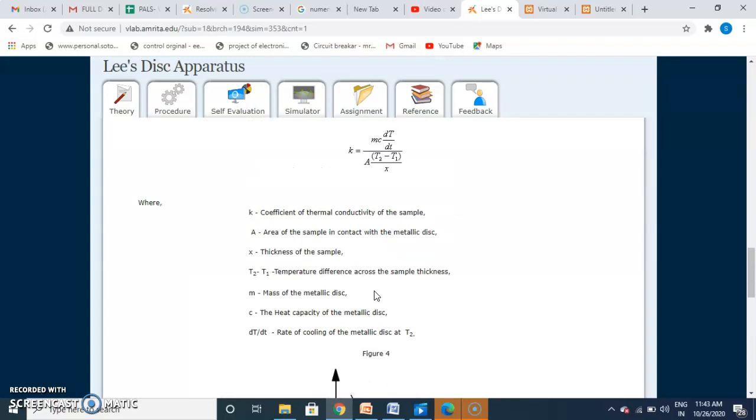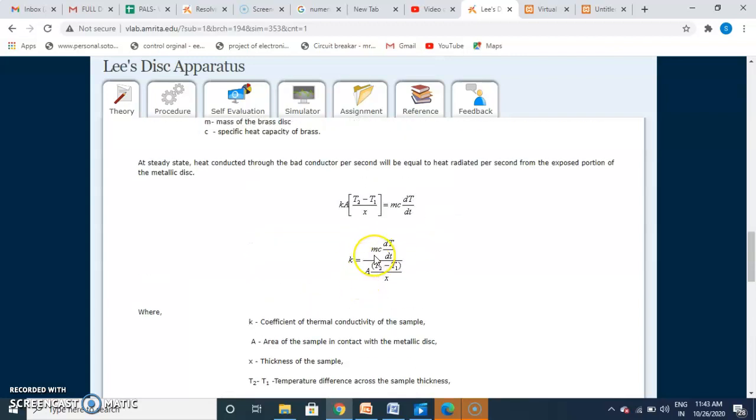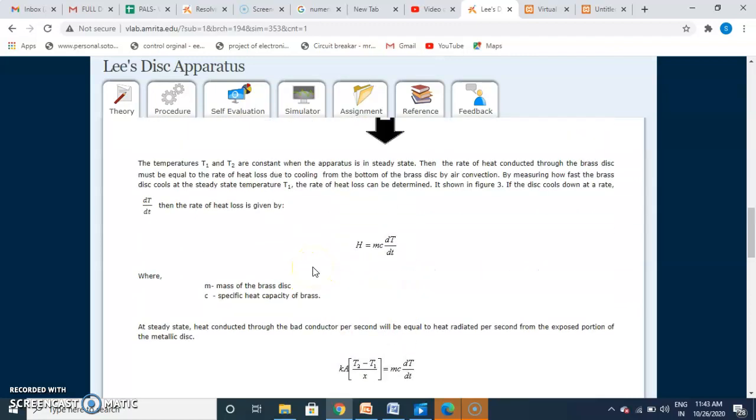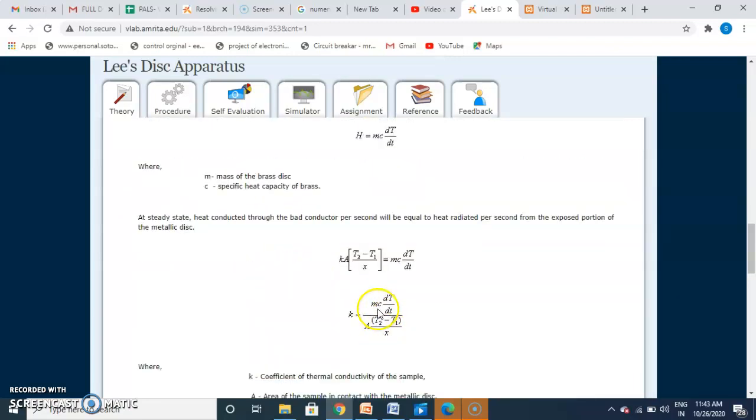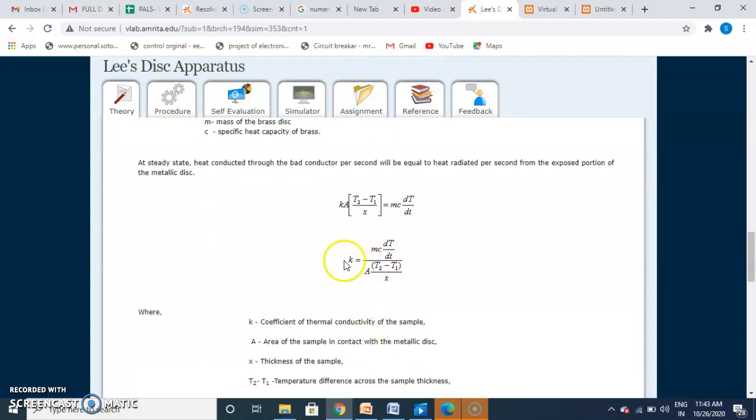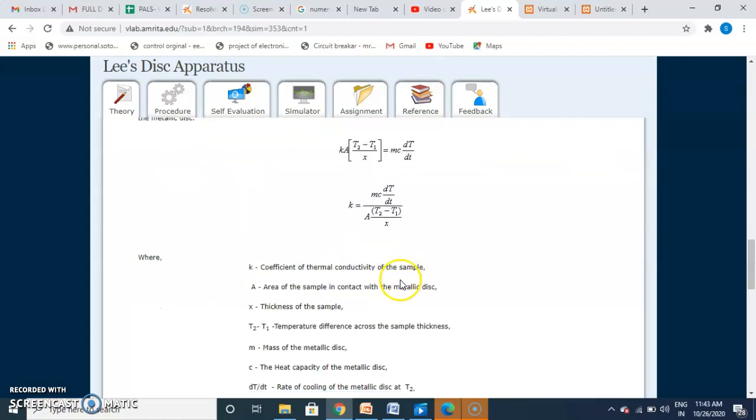And this one is the formula. Thermal conductivity is equal to m c dθ/dt divided by πr² (T2 minus T1) divided by x, where dθ/dt is the rate of cooling, m is the mass of the brass disc, c is the specific heat capacity, A is the area of the sample, K is the coefficient of thermal conductivity, x is the thickness of the sample, and m is the mass of the metallic disc. So by using this formula we are able to calculate the thermal conductivity of the bad conductor.